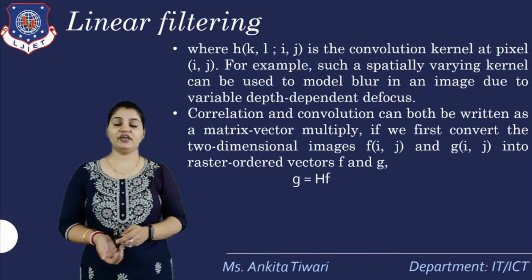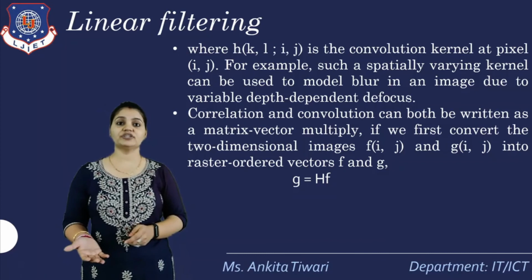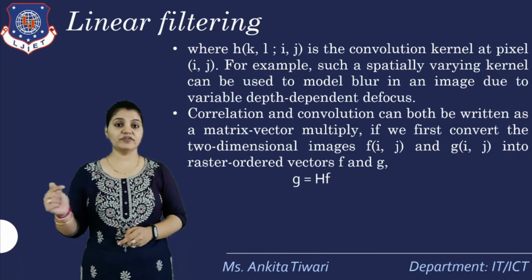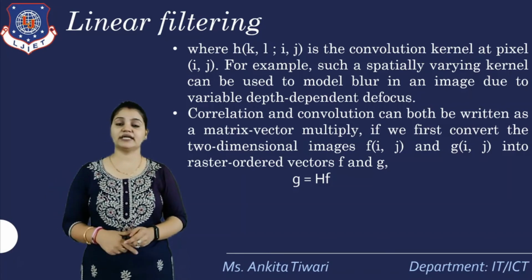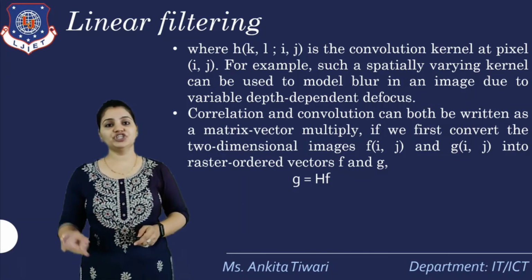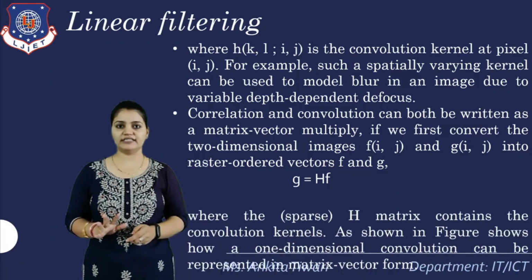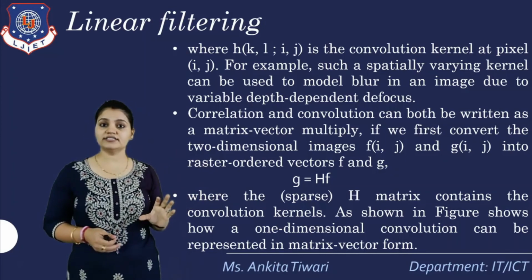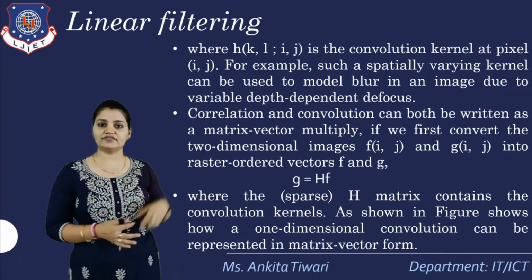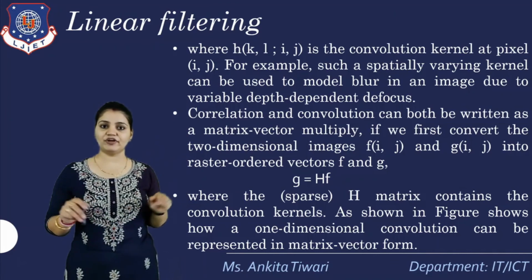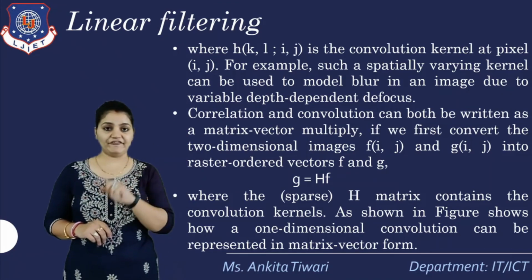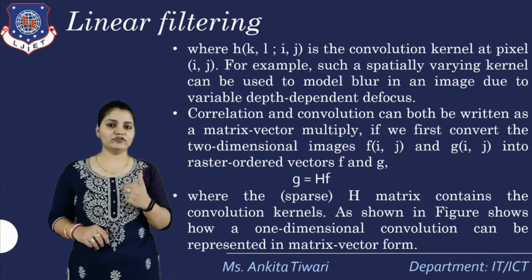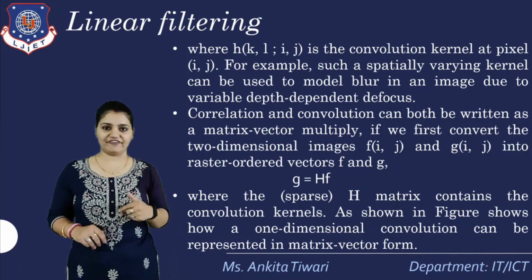With these two equations, H and F, we need to understand the difference between correlation and convolution, which can also be written as a matrix-vector multiplication, converting the two-dimensional images f of ij and g of ij into raster order, f and g. The H matrix contains the convolution kernels, which we have already seen in the last figure, where H and F are multiplied and the result is derived in the form of G. From that we got the equation G equals HF.